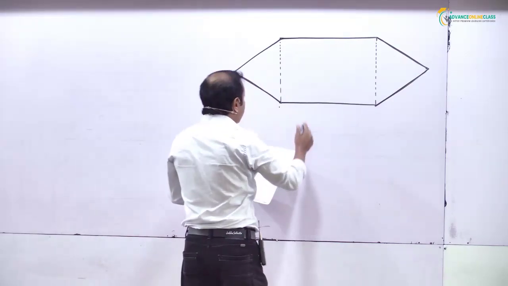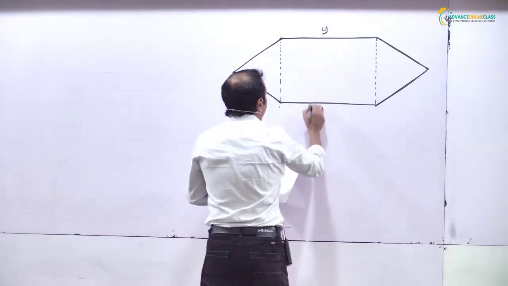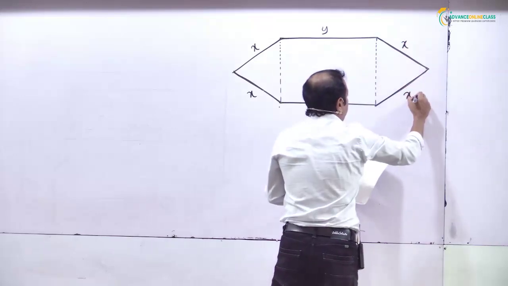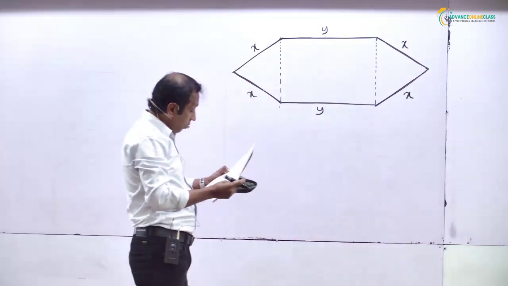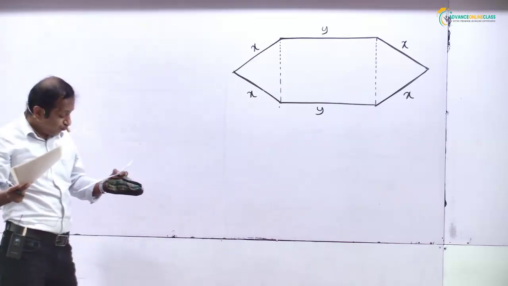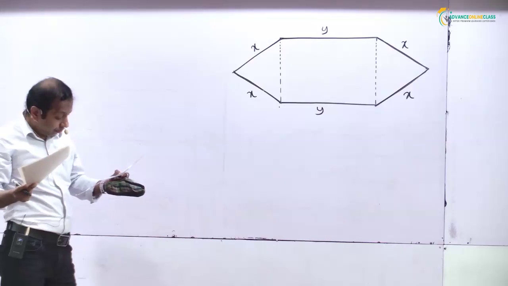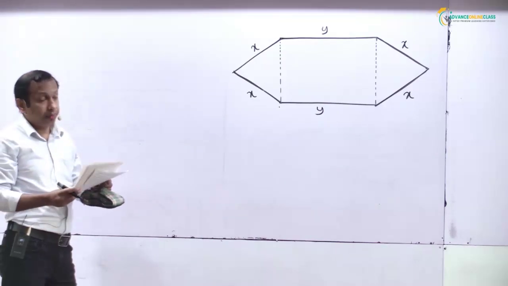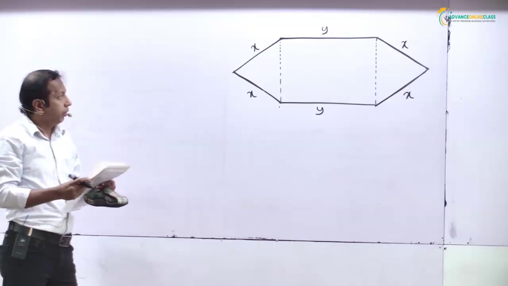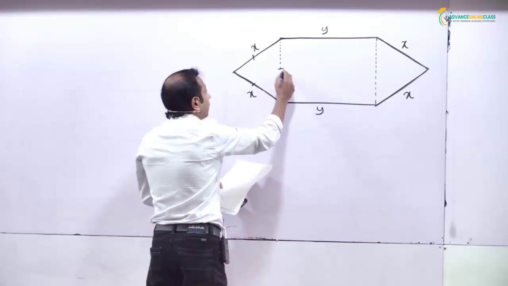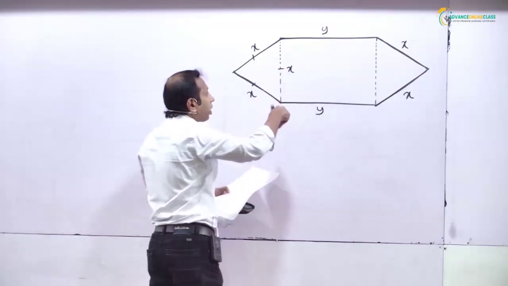Okay, I'll take this side as y, and the others x, x, x, x. Okay, what is being asked there? The length of the wireframe is L, so that the area of the frame is A. These three are equal, equilateral triangle.